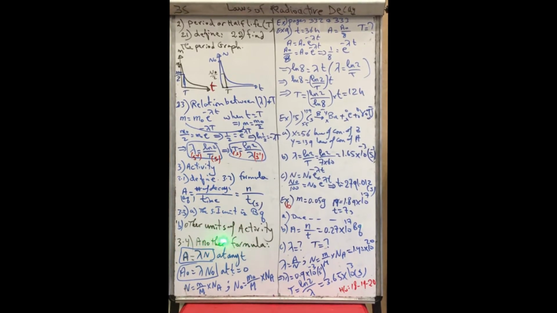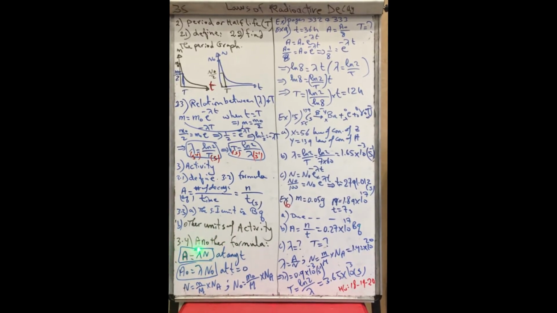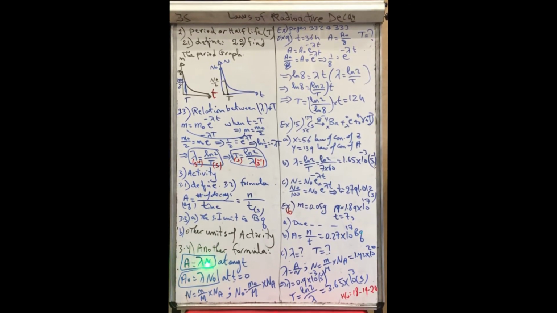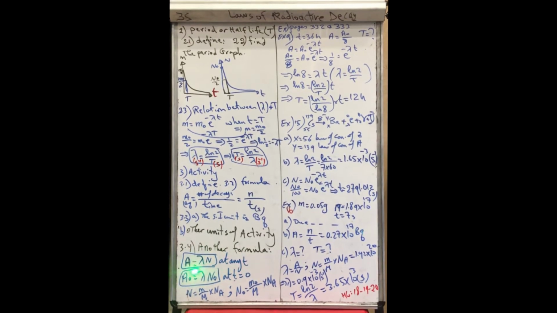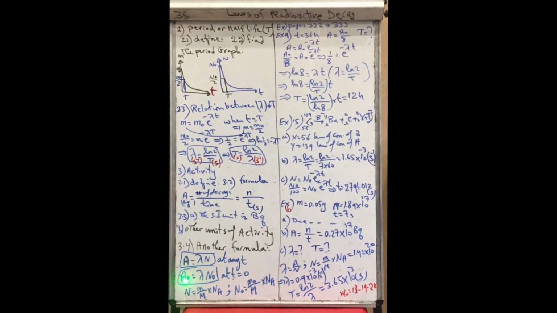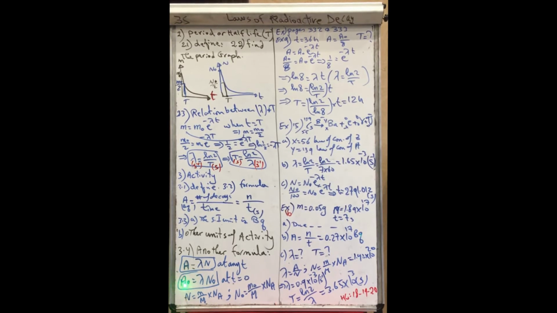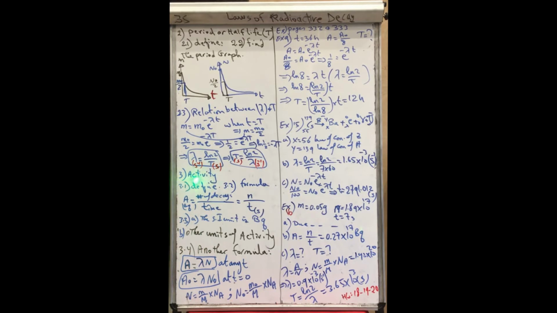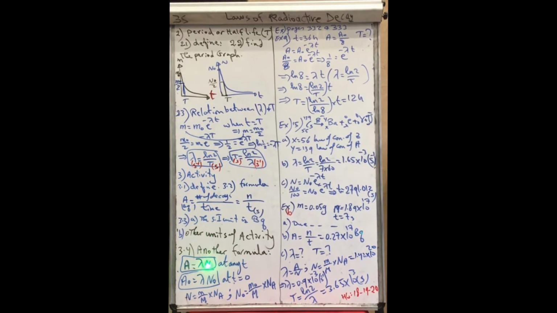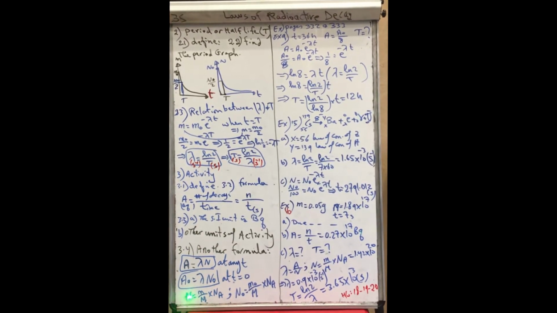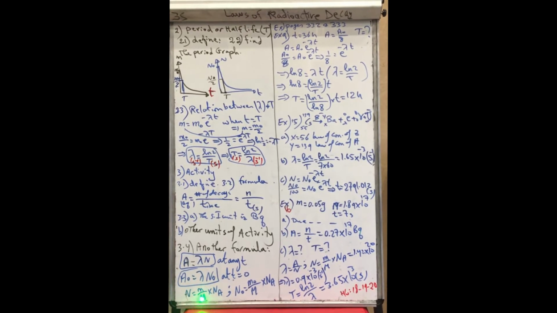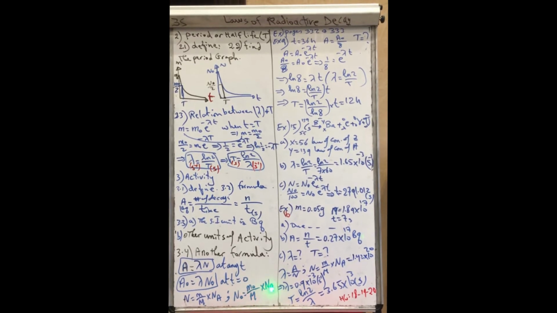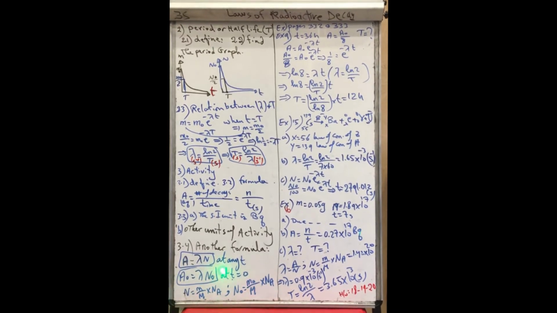Another formula of activity, this is the most important formula of activity. It can be proved, but it is accepted without proof. A equals lambda N at any time t, or at t equal 0, A0 equals lambda N0. This is the initial activity, and this is the activity at any time t. Look, lambda can be calculated as ln 2 over T, and the number of decays or disintegrations N equals mass over molar mass times Avogadro's number. N0 also equals m0 over molar mass times Avogadro's number. We use these two equations.